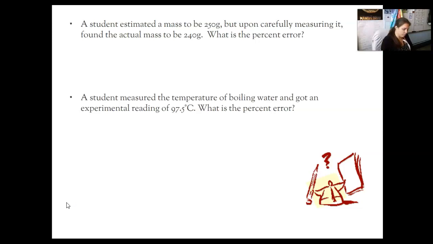So I'm going to move it up, times it by 100 to get my percent. And I'm going to be 4.2% error on that one, okay? All right, let's look at the next one.